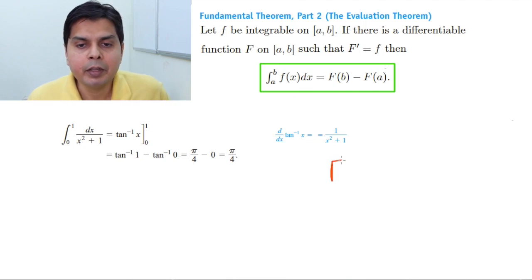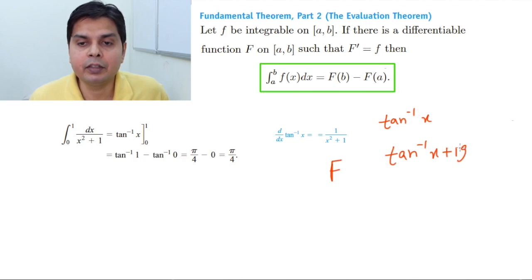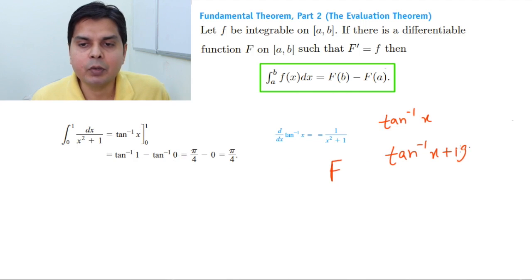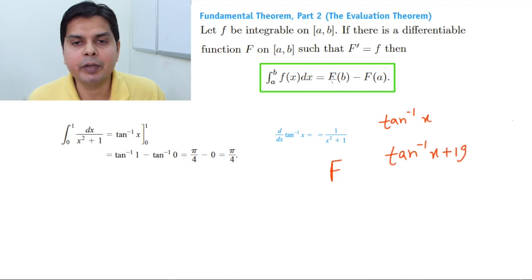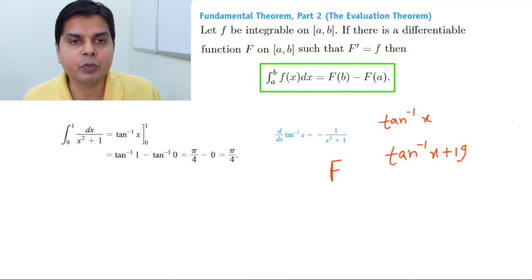Now you can say that this function F is not unique. Why? Because in this case I can take tan inverse x as my capital F, but some other student can say, why take tan inverse x? Let's take tan inverse x plus 19. Very true, he can take this also. But this constant will not make any difference. Why? Because when you take upper limit minus lower limit, this 19 will cancel out. So F is not unique, but that does not make my life difficult, because ultimately when I subtract F(b) minus F(a), this constant also gets subtracted. So this is the second part of the fundamental theorem.